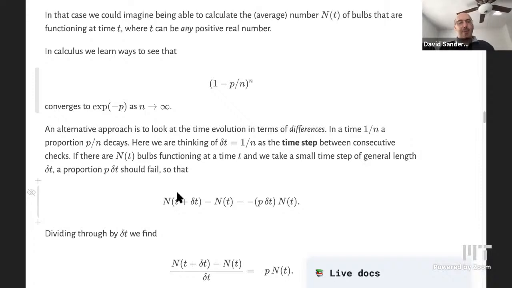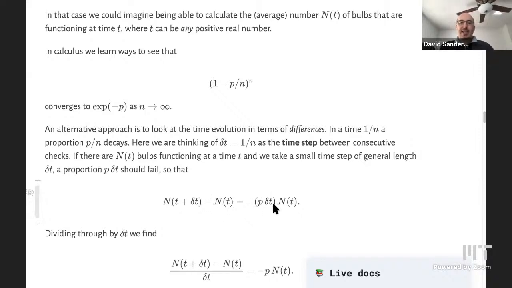And so in general, the formula is going to be exactly this: the number at time T plus a little time step, minus the number at the previous time step, equals minus the proportion that have decayed, P. We multiply that P by delta T, the length of the time step, to get the total fraction that have decayed. And so the total number that decay is that fraction multiplied by N of T. So it's exactly the same idea as we've had so far, but now with this slightly more general notation with delta T.